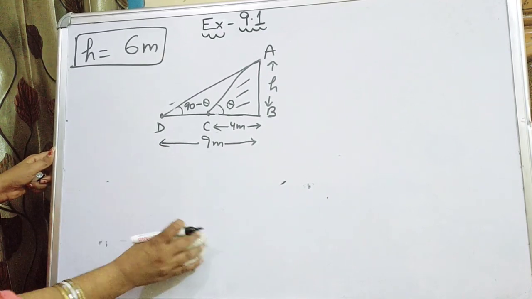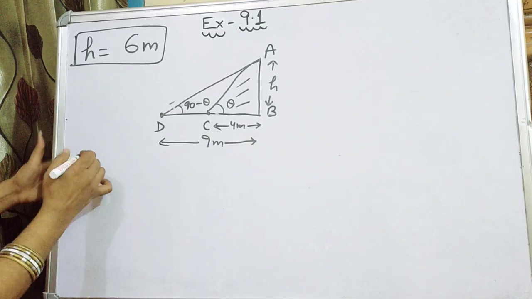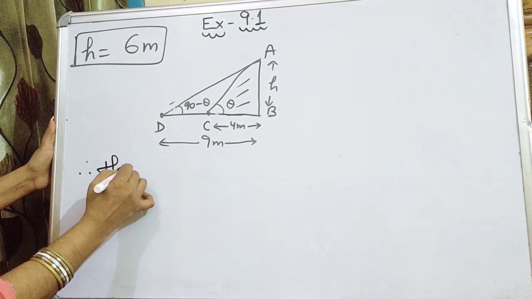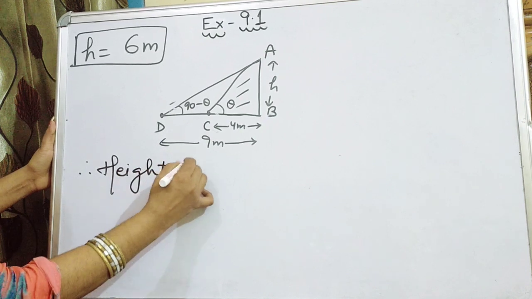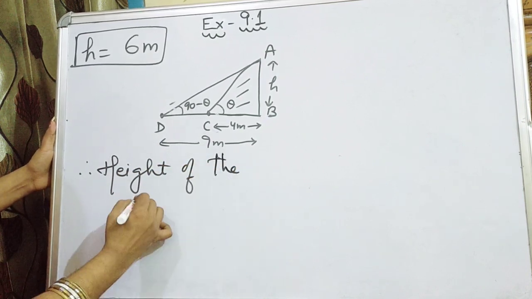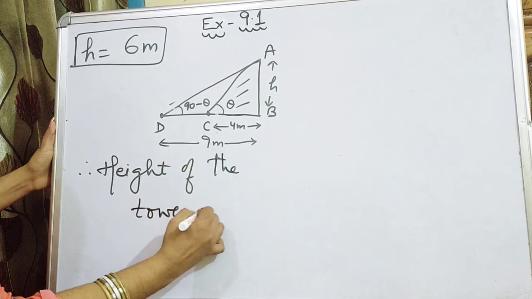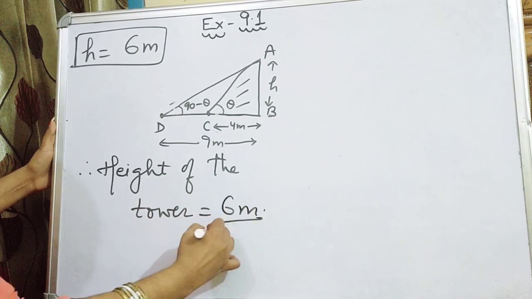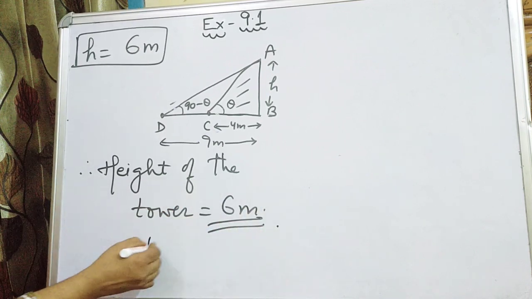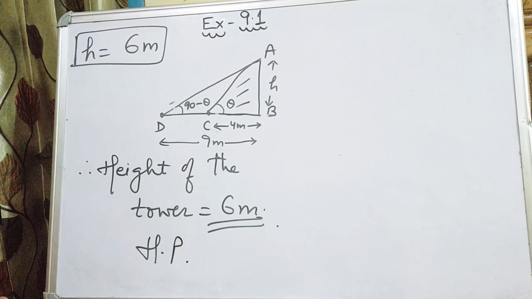So we have proved that the height of the tower is 6 meters. This is our answer. We have proved it. So this is hence proved. This is all about the question.